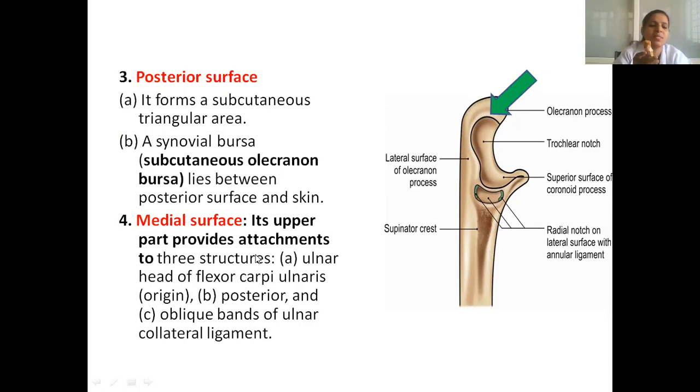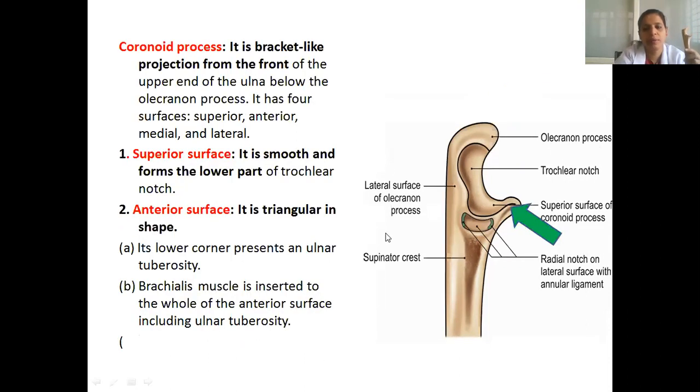The medial surface in its upper part provides attachment to three structures. Which is the medial side? This one is the medial side. So what are the muscles we have? I have shown you already. You can just go back, pause the video and check the picture there. We have flexor carpi ulnaris, and we also have the oblique bands of the ulnar collateral ligament. Okay. So this is the lateral aspect you are finding, where you have this radial notch with the head of the radius.